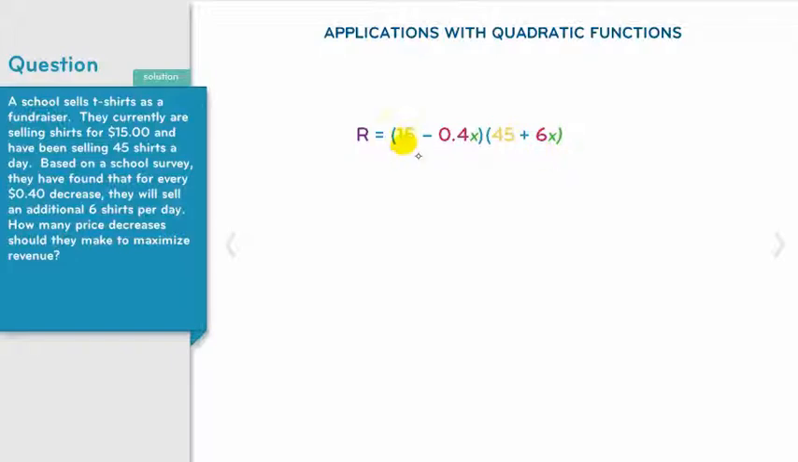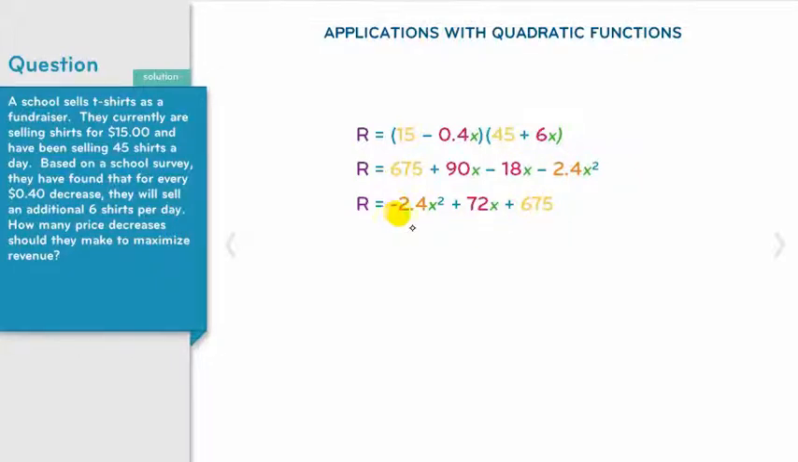So let's start by multiplying 15 times 45, which gives us 675. 15 times 6 is 90. 0.4 of 45 is negative 18, and 0.4 of 6 is negative 2.4. Next, gathering our like terms and putting them in descending order of powers, we have the following. We are now ready to go ahead and complete the square.